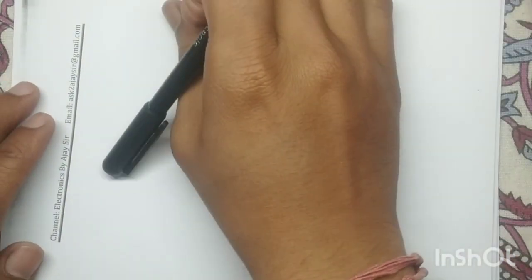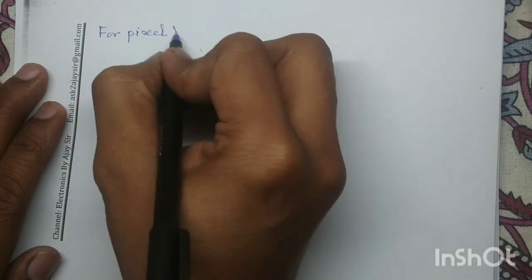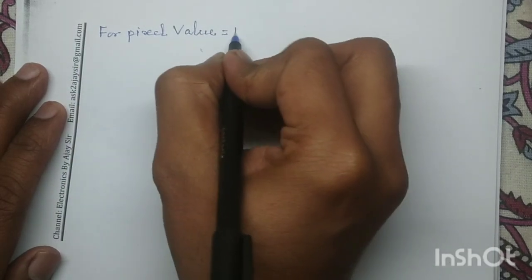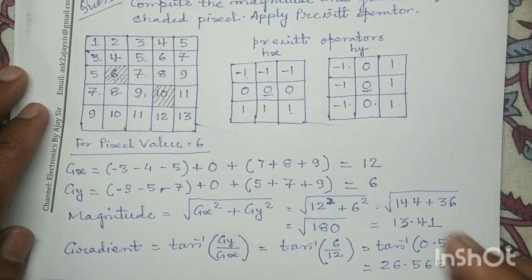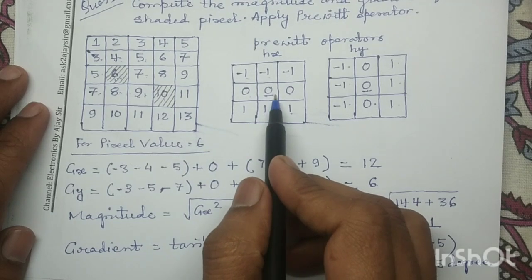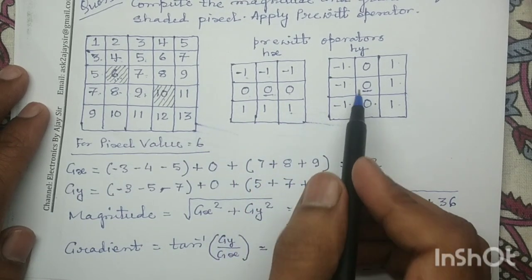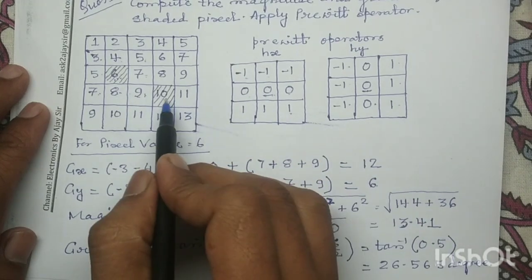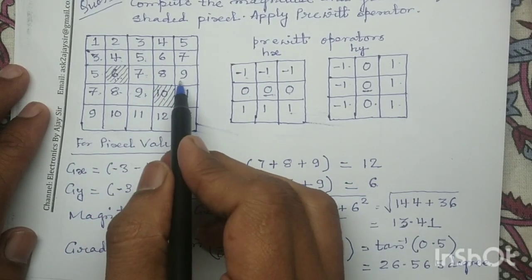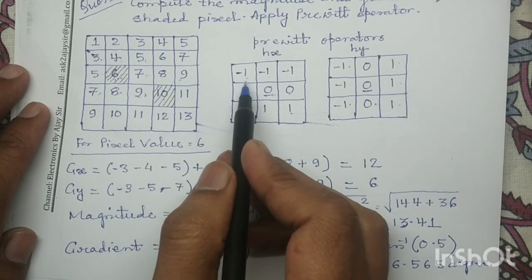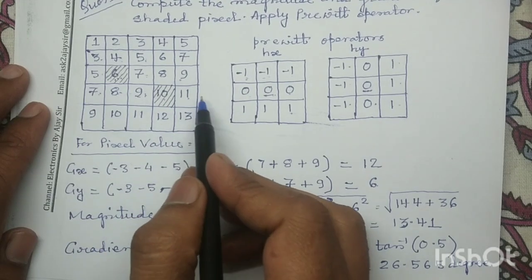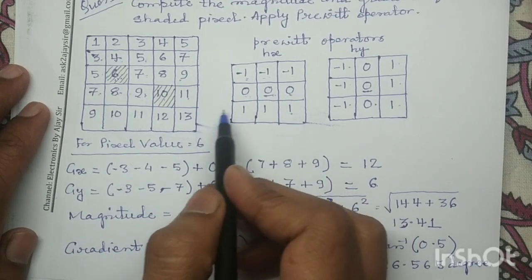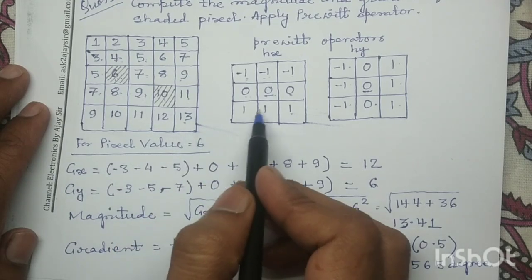Similarly for pixel value 10, we first apply the hx mask, and next we will apply the hy mask. When we apply the hx mask, the 3 cross 3 matrix's first row is 7, 8, 9. It will be multiplied with the coefficients -1, -1, -1. The second row is 9, 10, and 11, which will be multiplied with 0, 0, and 0. And the third row, 11, 12, 13, will be multiplied with 1, 1, 1.